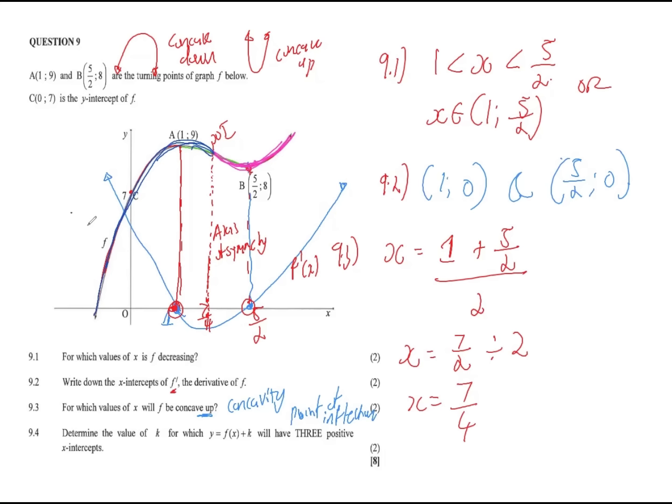So our solution here will have to be: when x is greater than 7/4, the graph of f is concave up at that point. Right, so that's how you are supposed to answer those ones. Note that you couldn't answer this question unless you know the relationship of the cubic function and the parabola, right? So make sure that you always know that.